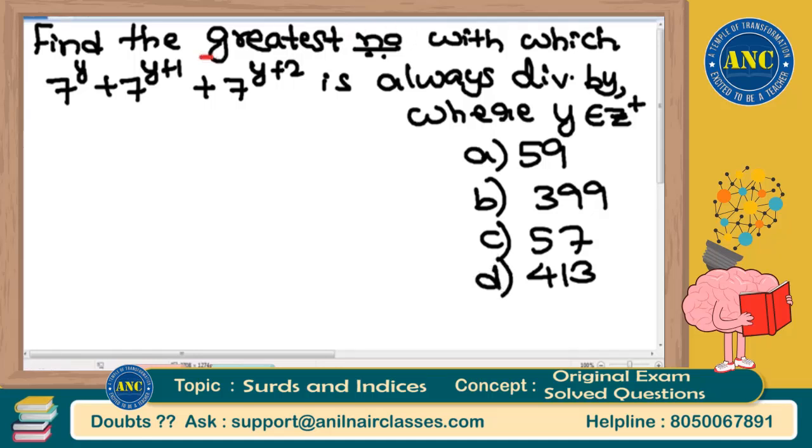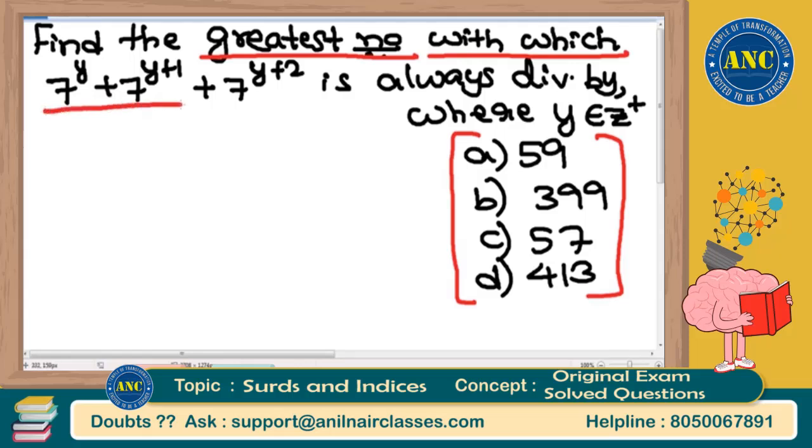What is the question? Find the greatest number out of these four options with which 7 power y plus 7 power y plus 1 plus 7 power y plus 2 is always divisible. That means this expression should definitely be divisible by any of these values. Which is that greatest number is the question. Now see here, again you can solve it in two methods. Method 1 by taking a common factor. Method 2 by substituting some random value for y.